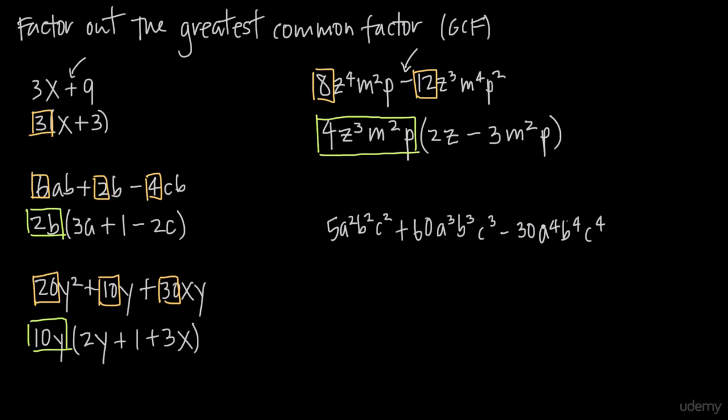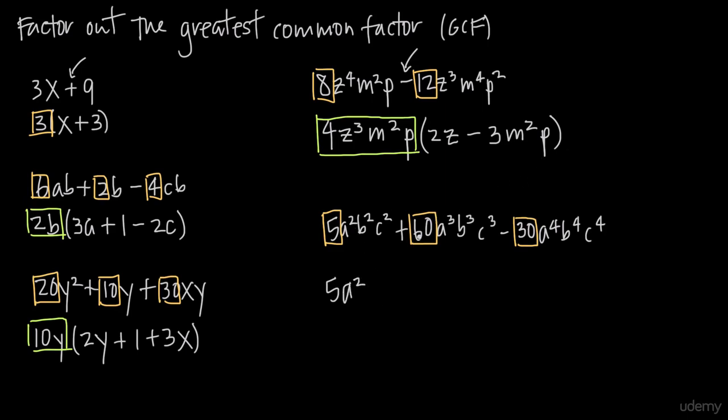And then one last example here, we'll look at our constant coefficients, 5, 60, and 30. The greatest common factor there is going to be 5 because 5 goes into 5 once, into 60 12 times, and into 30 6 times. So we'll get 5 here. We have a squared, a cubed, and a to the fourth. We can only take out an a squared.